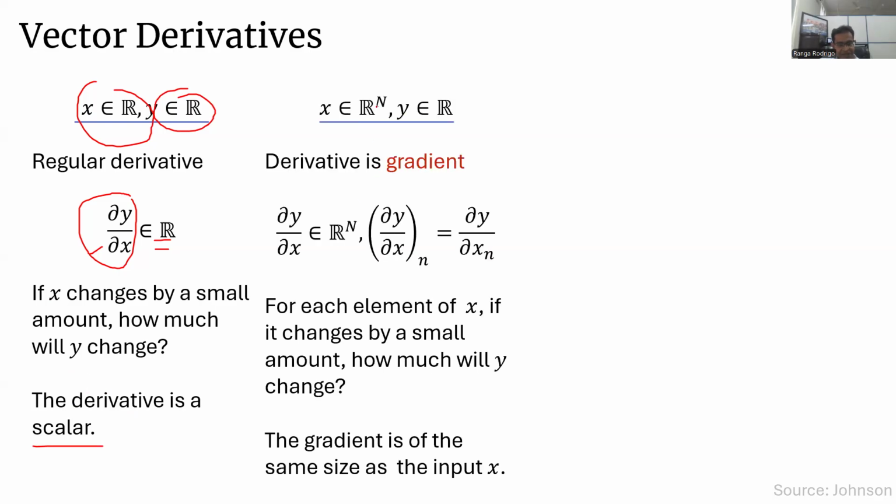But if you take x to be a vector and y to be a scalar, the derivative is a gradient. That means with respect to each component of x, you have to compute y's partial derivative with respect to each component. So for each element of x, if it changes by a small amount, how much will y change? That's the question we ask. The gradient is of the same shape as the input x. This is what we need to remember. The gradient is always the same shape as the input variable.